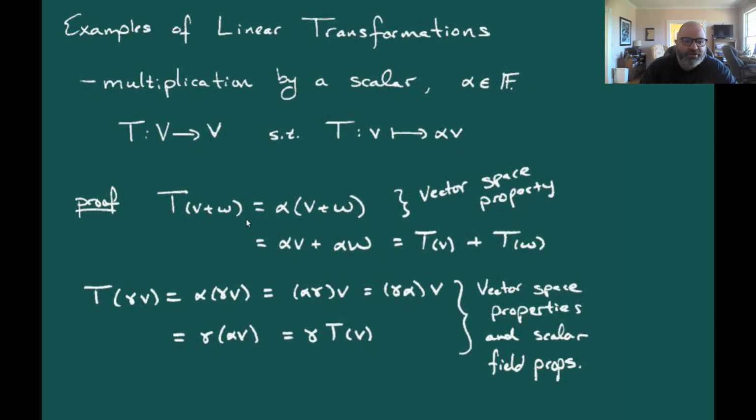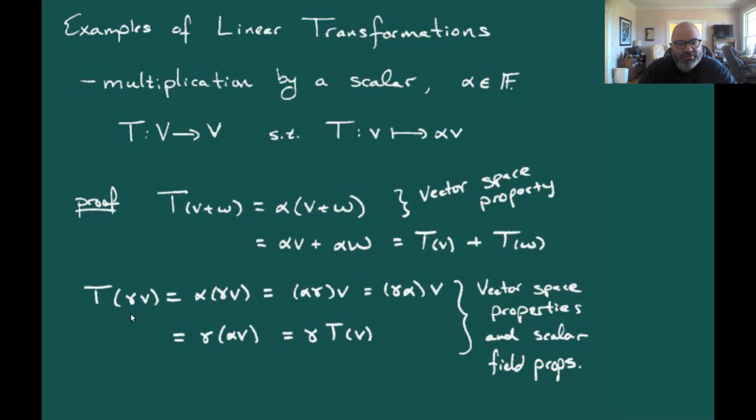Now to see that this really is a linear transformation, if we apply T to v plus w, then that's just alpha times (v plus w). Well, our vector space distributive property lets us distribute that to alpha times v plus alpha times w. Well, what are each one of those? Just T applied to v and T applied to w. So it does respect vector addition.